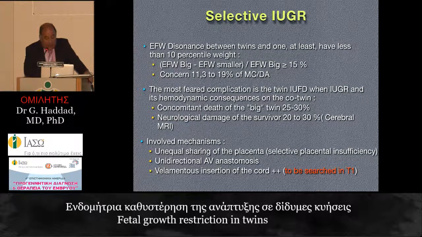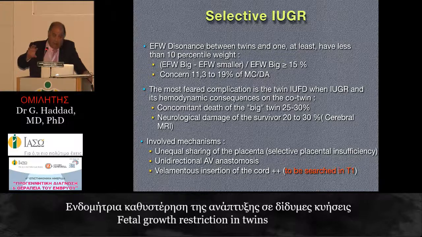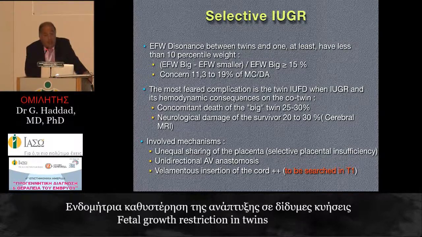So we think that it is unequal sharing of the placenta. When one of the two twins dies, a lot of blood flows from one to the other, and we have a hypotension, a drop in pressure, in the twin who is still alive, and this is what is responsible for the neurological damage. And sometimes we can see that there is a velamentous insertion of the cord.